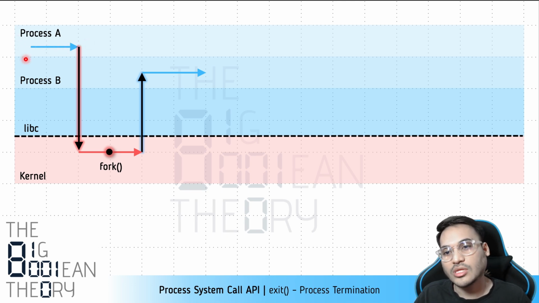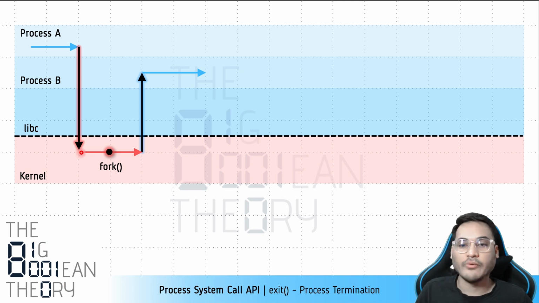So there are three actors: process A, process B, and this is the C runtime, right? All of this blue region is in the user space, right? And this red arrow is where we are executing the kernel code. So let's say process A makes the fork system call, right? When it makes the fork system call, it will create process B. Let's assume this dot represents that there is a context switch. We are switching from process A to process B, right?